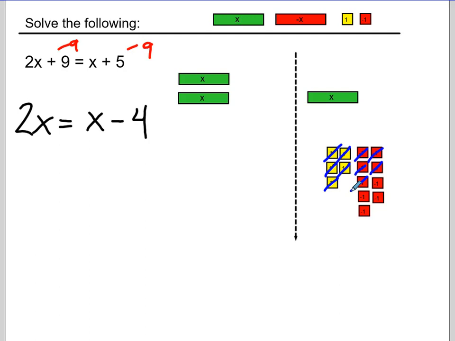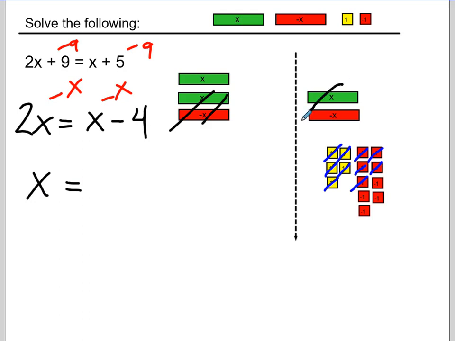I still have x's on both sides, so now I'm going to subtract an x from both sides. And what that looks like algebraically, I will subtract an x from both sides. Now my new expression, 2x's minus 1x, leaves me with an x. x minus x is 0, so these guys have zeroed out. The only thing that I have left is an x and these 4 negative ones, so x equals negative 4.